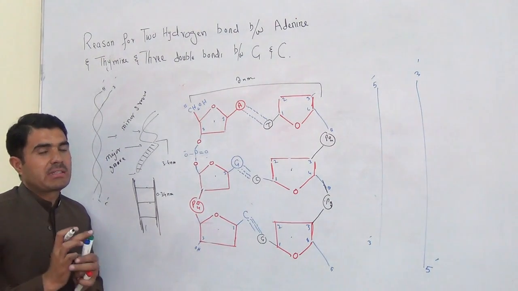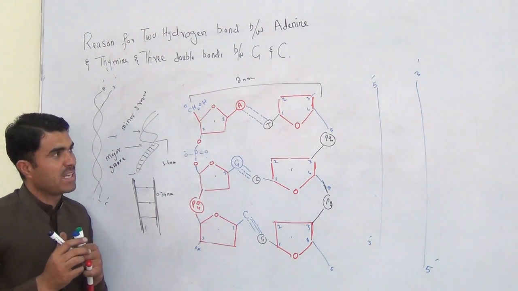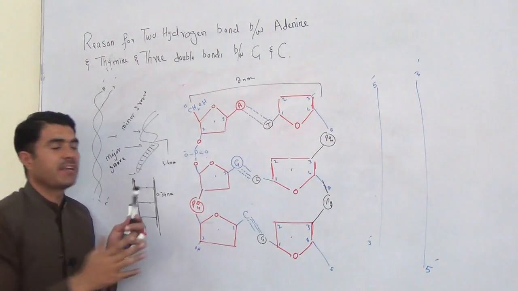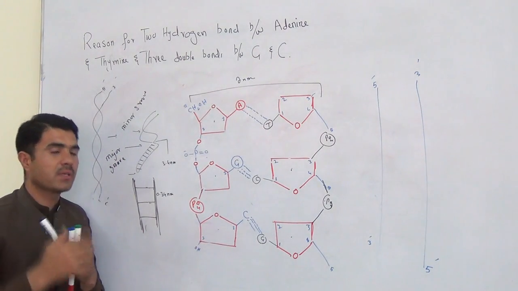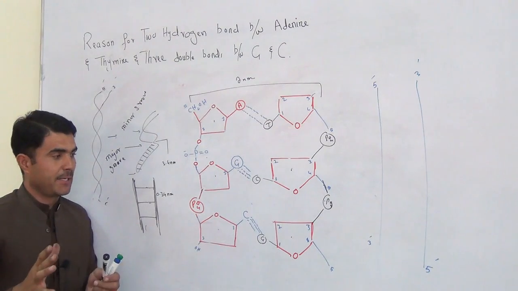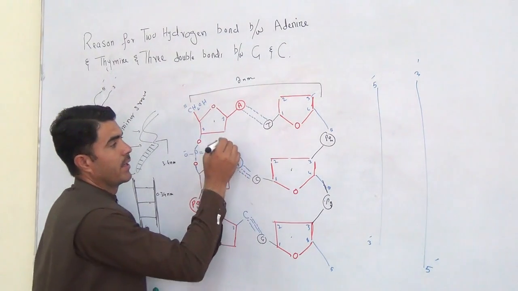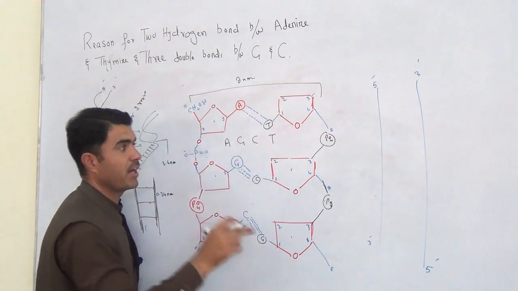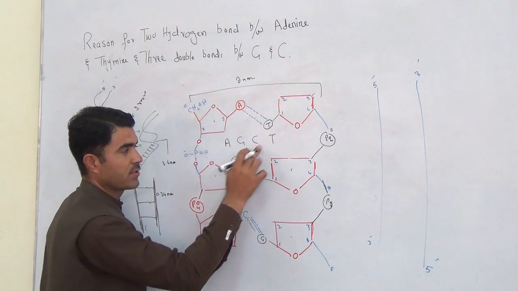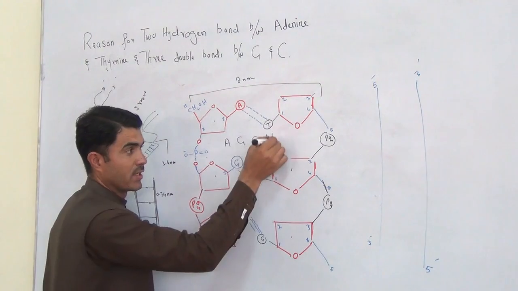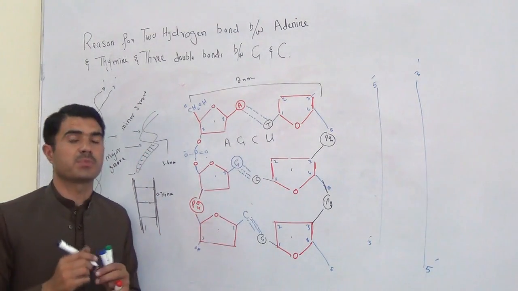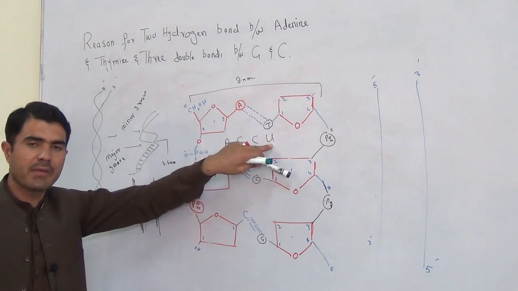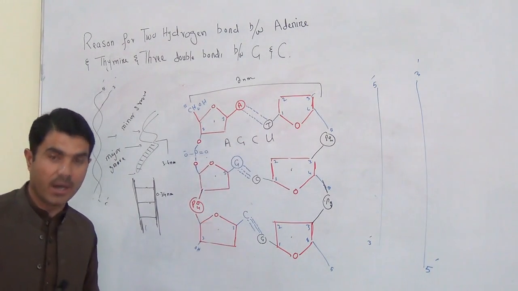If you want to know the structure of RNA, just remove this side completely. The single strand that is left is called the RNA. But one thing keep in mind, in the DNA you will find adenine, guanine, cytosine and thymine. But in case of RNA you will find adenine, guanine, cytosine, but in place of thymine you will find uracil. Keep in mind, this is the main difference between DNA and RNA, that in place of thymine you will find uracil. You will never find thymine in the RNA.